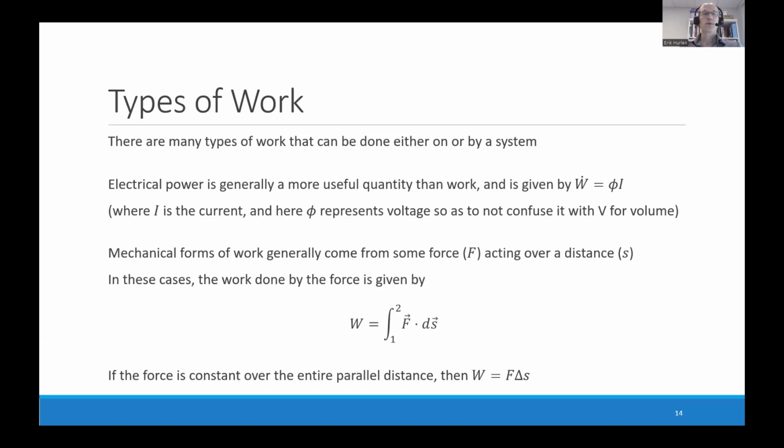In general, the work will come from a force acting over a distance, and is given by W equals the integral from point 1 to point 2 of the force F dotted with the displacement ds. If the force is constant and in the same direction as the displacement, then the work is simply equal to the force F times the displacement delta S.